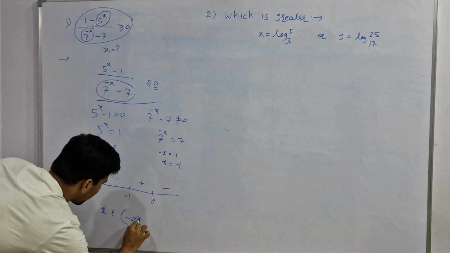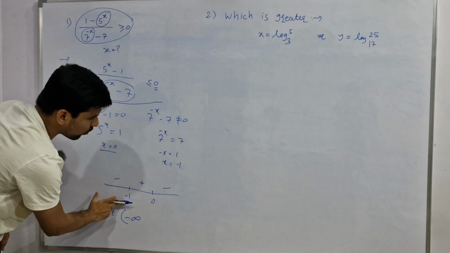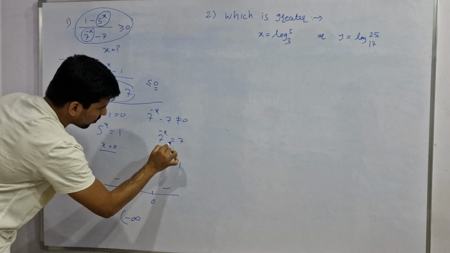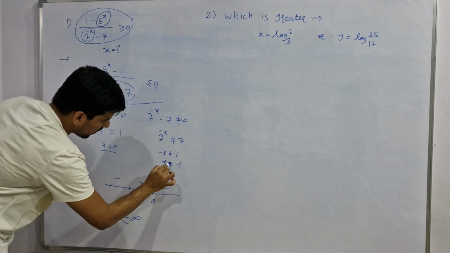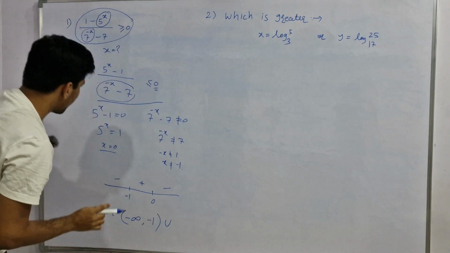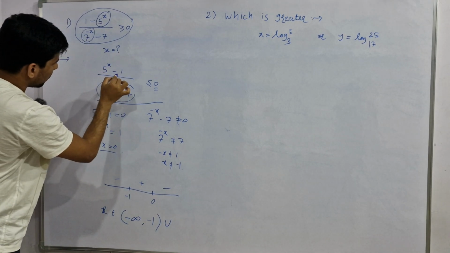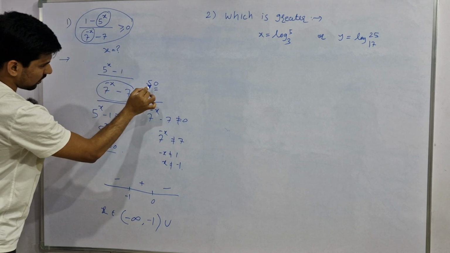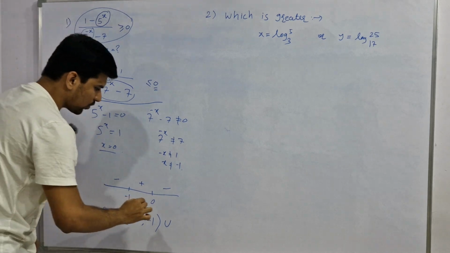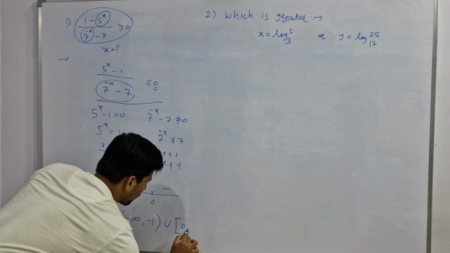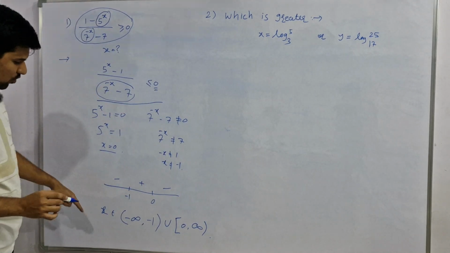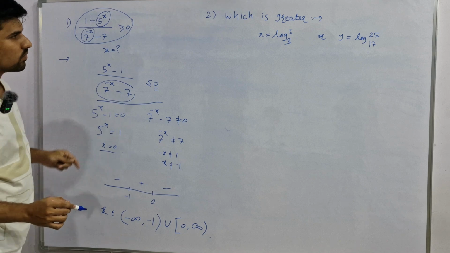So should minus 1 be closed or open? Minus 1 should be open, because 7 to the power minus x minus 7 is not equal to 0 there. The numerator can be 0, because here there is an equality sign, so x is equal to 0 is included. So the solution is x belongs to minus infinity to minus 1, open, union closed 0 to infinity. This is the solution for this equation.